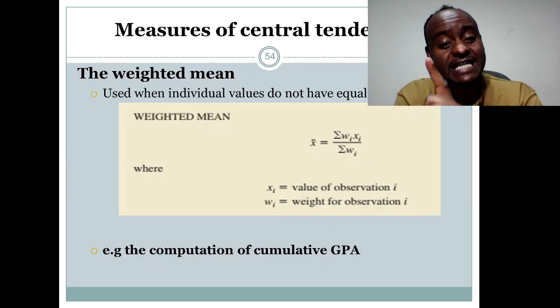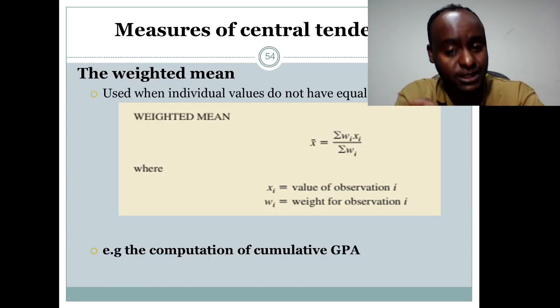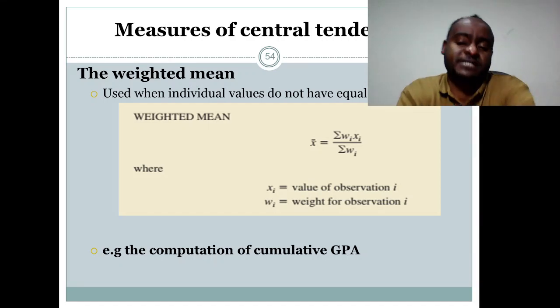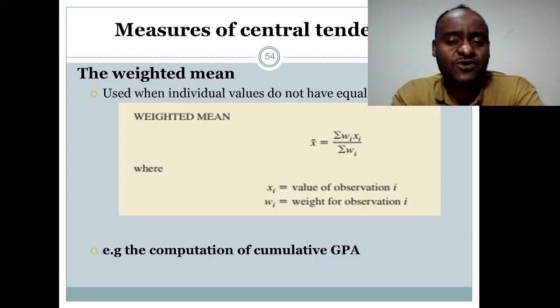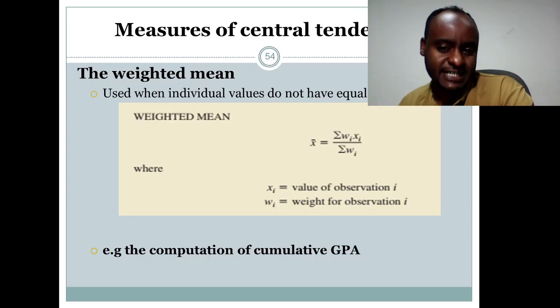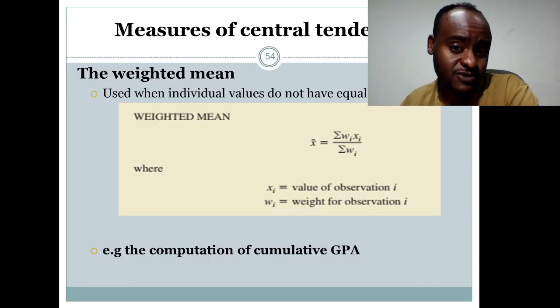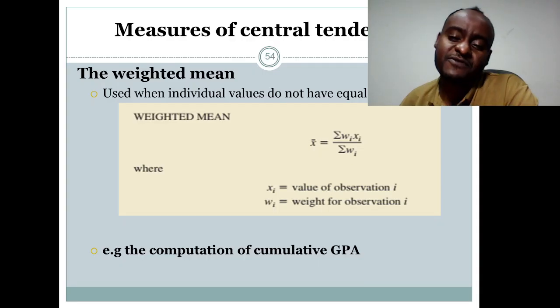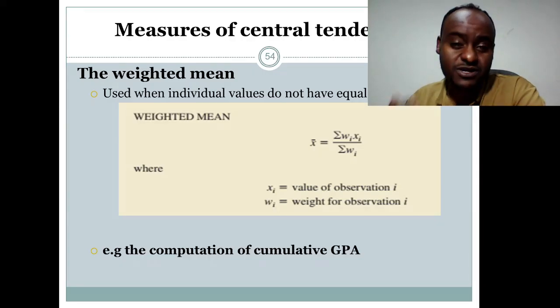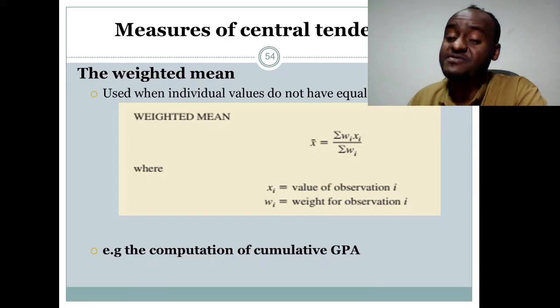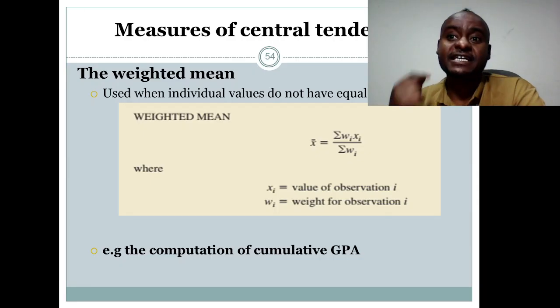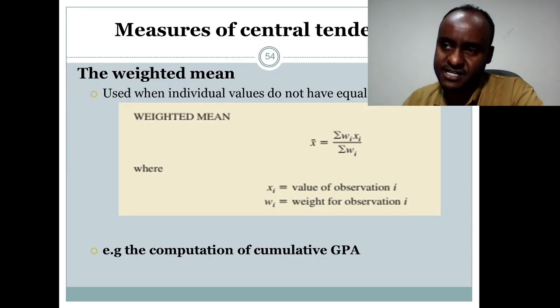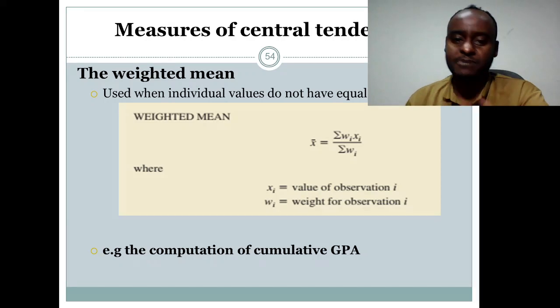If individual data points have different weights, for example, in this semester you may take 6 or 5 or 4 courses, let's say 4 courses. But the credit hour for each course is not the same. Some of them have 4 credit hours, some have 5, some may have 3. Therefore, the weight for each course is not the same. There is a difference in the weights. Therefore, the way you calculate the mean is you have to calculate the weighted mean, not the usual or simple mean we know.